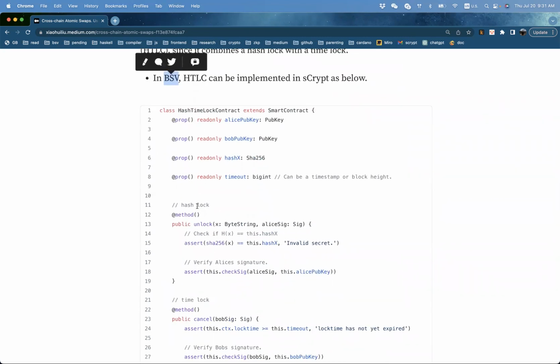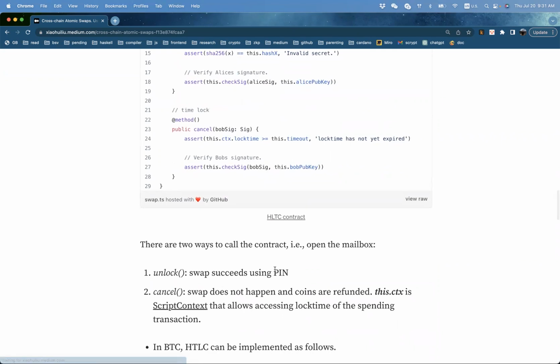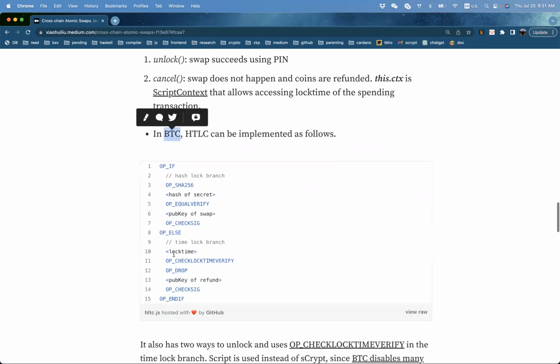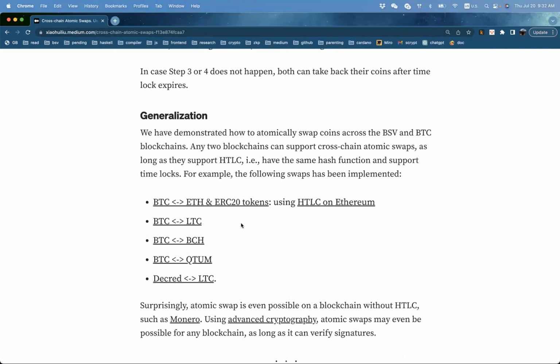You can code it like this. This is a basic use case of sCrypt, just a few lines. For BTC, they have the opcode called CheckLockTime. So you can do hash lock, but also time lock. Because both chains support this HTLC, they can swap atomically. This can generalize to many other blockchains: as long as you support HTLC, hash time lock contract, you can use this contract to swap with any other chain that supports the same primitives.